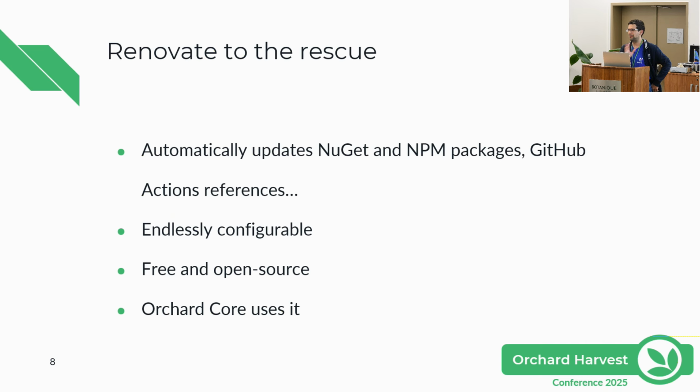Renovate, I'm endorsing it because it's a great tool, but I don't have anything to do with them, just to be clear. It's a tool to keep all of these dependencies up to date automatically. And I'm talking about all the dependencies. So, of course, NuGet and npm packages, but not just those. Also GitHub Action references, Python dependencies. Orchid Core actually has Python dependencies for building the documentation side. And anything else. It's like 100 different package managers and whatever it can update.